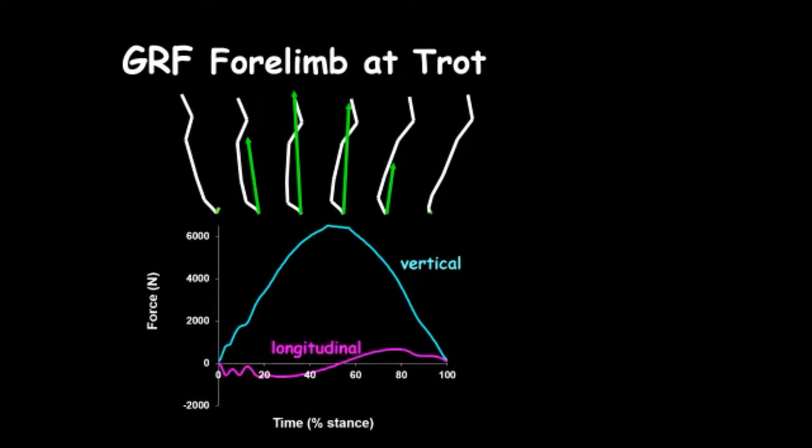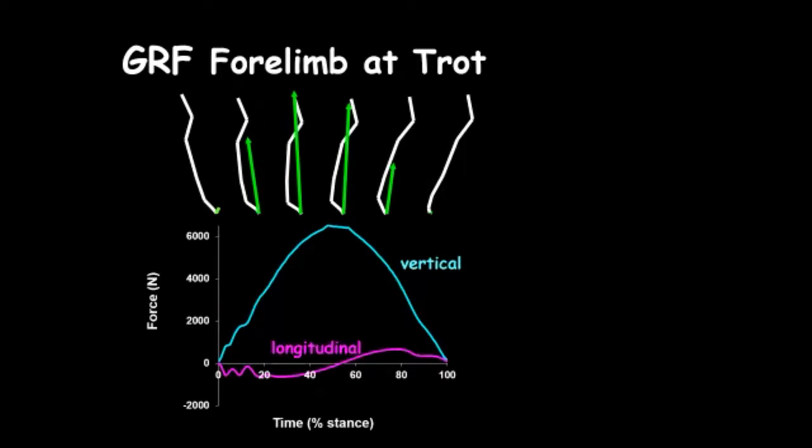And then down here in pink we have the longitudinal force. Now, it's very different in shape from the vertical force. It starts off with a little bit of wiggling, and then it has a negative value until around the middle of the stance phase, after which it has a positive value. And the negative and positive parts of the longitudinal force curve correspond with the direction of the force vector arrows.